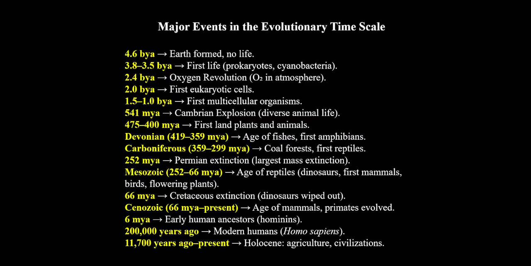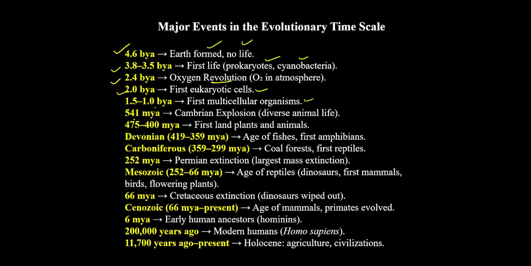These were the major events in the evolutionary time scale. 4.6 billion years ago, Earth was formed and no life was there. 3.8 to 3.5 billion years ago, first life came into existence, prokaryotes and cyanobacteria. 2.4 billion years ago, the oxygen revolution occurred. 2 billion years ago, first eukaryotic cells came into existence. From 1.5 to 1 billion years ago, the first multicellular organisms arose.